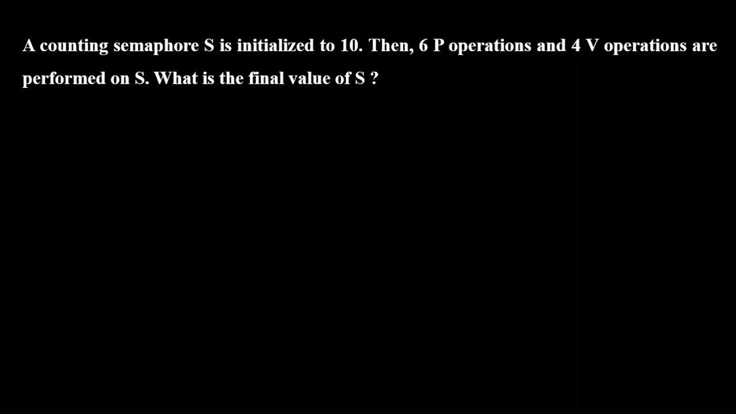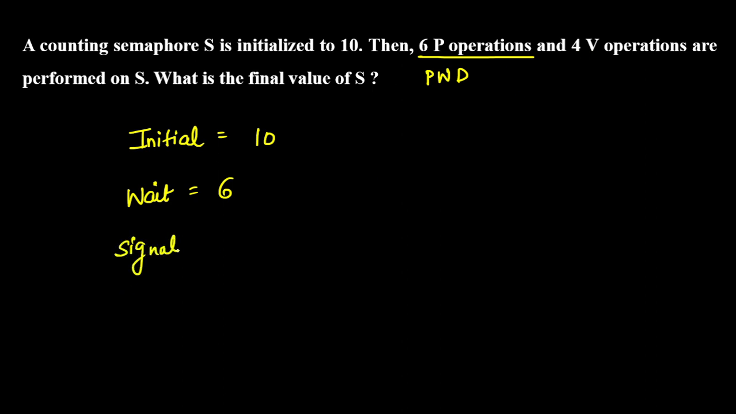So very easy, right? What they are saying is that the initial value is 10. This means that there are 10 resources, right? 6 P operations. Now 6 P operations means, as I have told you, P is wait, that is decrement. P and wait refer to decreasing. That means 6 wait operations are to be performed. And 4 V. V means signal. That is 4, right? So they are asking what is the final value of S.